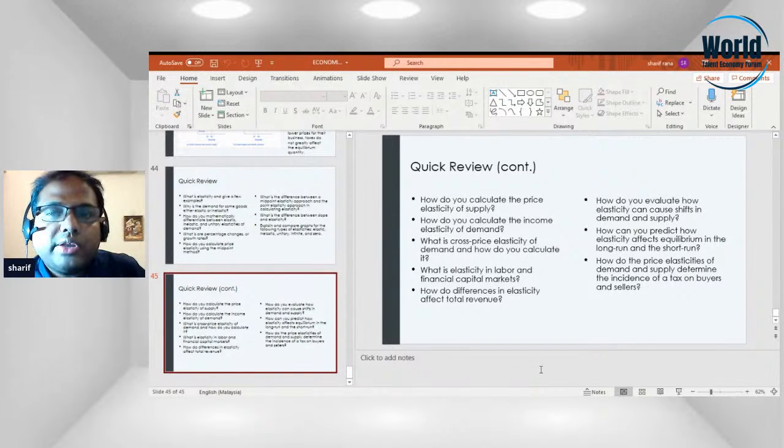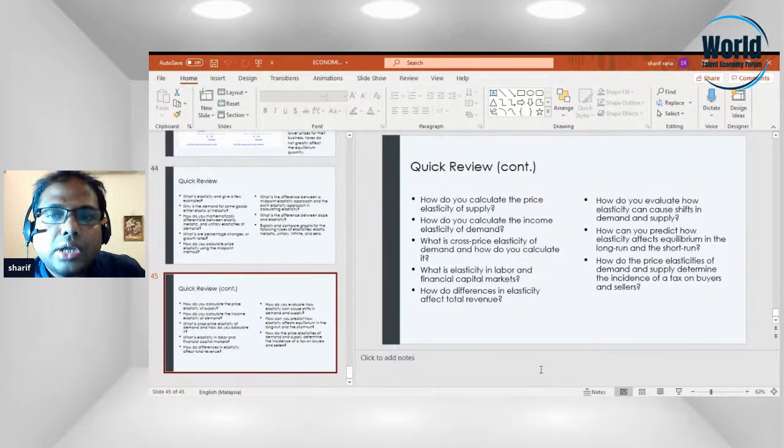So if we do a quick review of these sessions, we can find some questions. How do you calculate the price elasticity of supply? How do you calculate the income elasticity of demand? What is price elasticity of demand and how do you calculate it? What is elasticity in labor and financial capital markets? How do differences in elasticity affect total revenue?